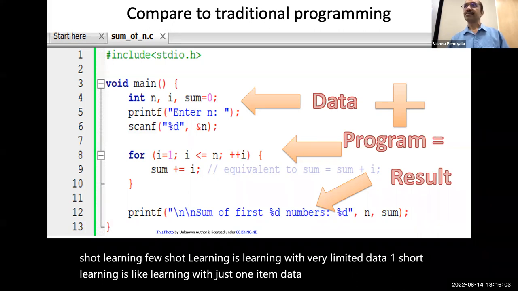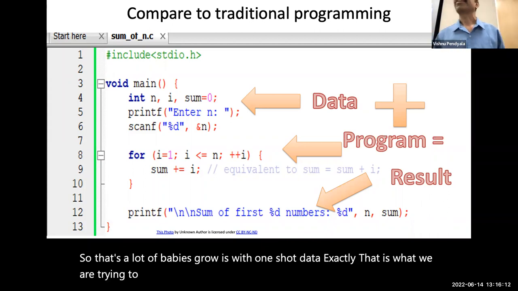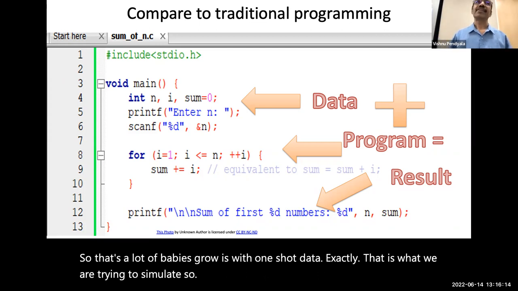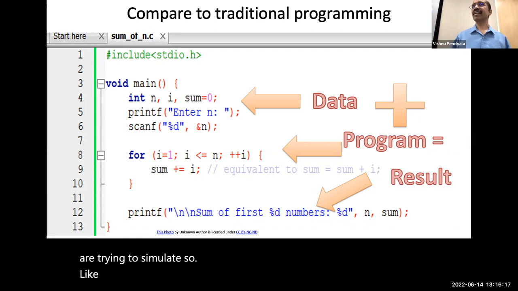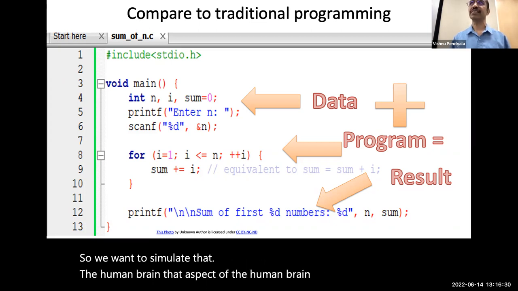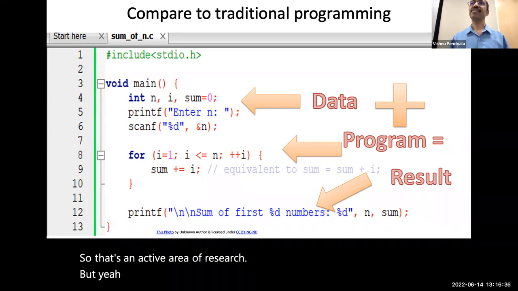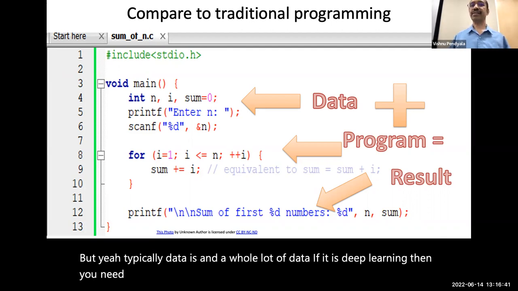Like babies, it's one-shot data. Exactly, that is what we are trying to simulate. A baby is able to recognize a new cat that comes in, in just a single shot. So we want to simulate that aspect of the human brain using machine learning. That's an active area of research. But typically, data is needed, and a whole lot of data. If it is deep learning, then you need a whole lot of data.